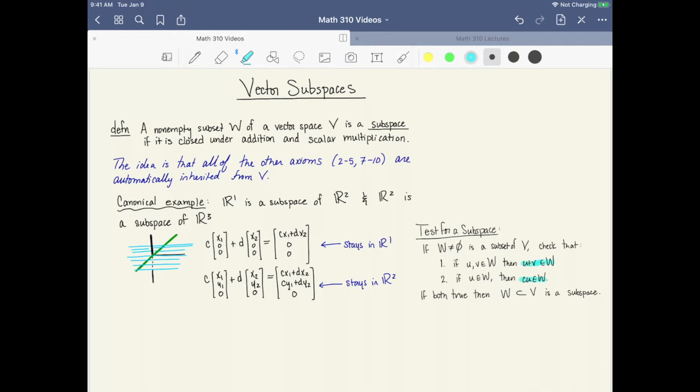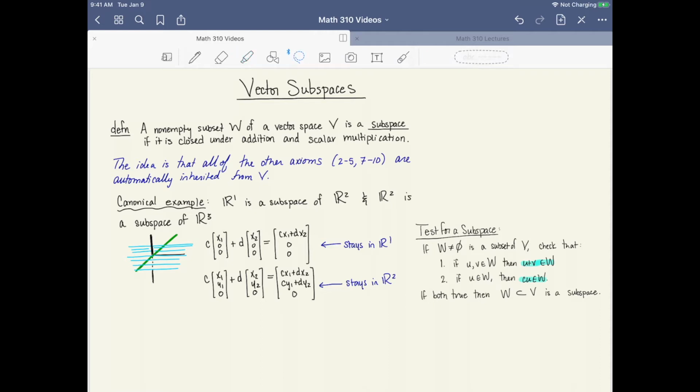You do not need to check the distribution property, associativity, commutativity of addition. All of those other axioms are going to be inherited from V. You only need to check that it's closed under addition and scalar multiplication. So now let's look at some examples.